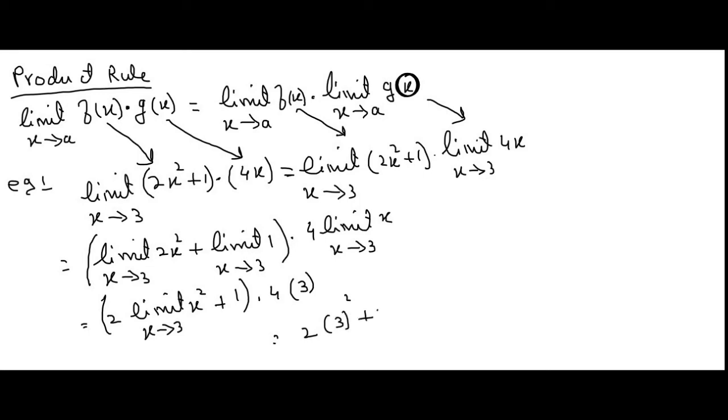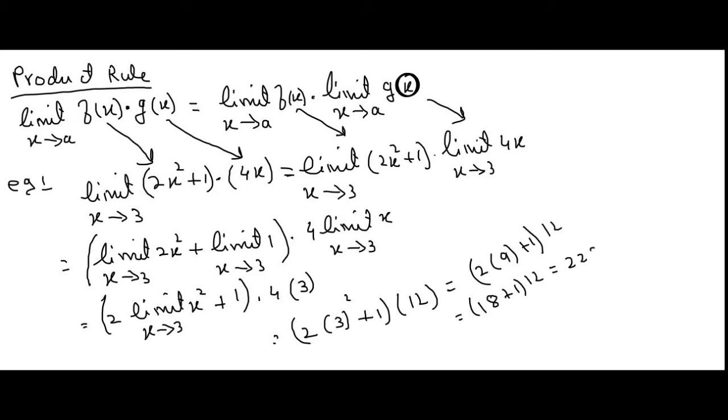3 squared plus 1 into 12, which is 2 multiplied by 9 plus 1 into 12. So 2 nines are 18 plus 1 into 12. So our answer is 228. This is the answer.